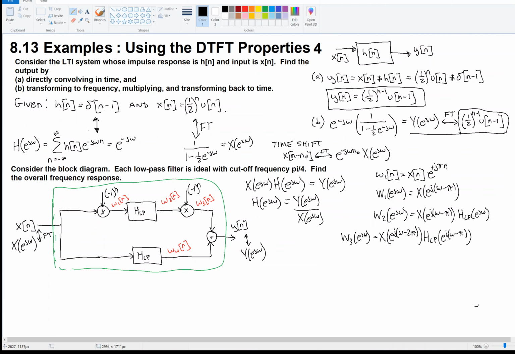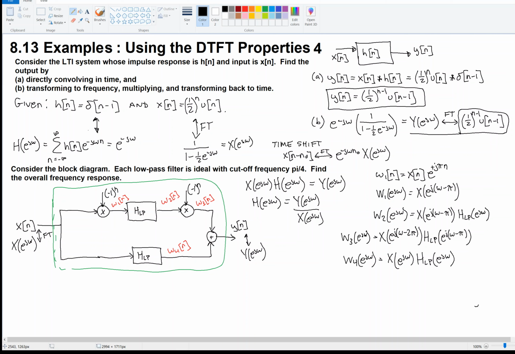So we've got that. Now let's talk about W4's spectrum. W4 spectrum is no big deal. W4 spectrum is X's spectrum times the low pass filter. So this is X(e^jω), right? X's spectrum times the low pass filter.